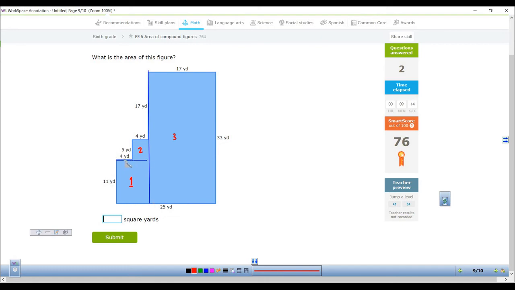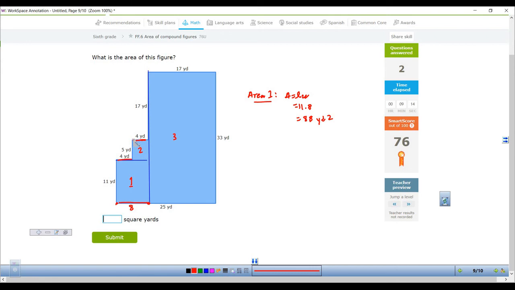So here's an example of what I was talking about. If I want to find the area of rectangle number 1, I know it's going to be 11 times this length, but do I know what that length is? Well, I know from there to there is 4, and from there to there is 4. So all the way across is 8. So area 1 would be area of a rectangle, which is length times width. It's going to be 11 times 8, or 88, and we have square yards.